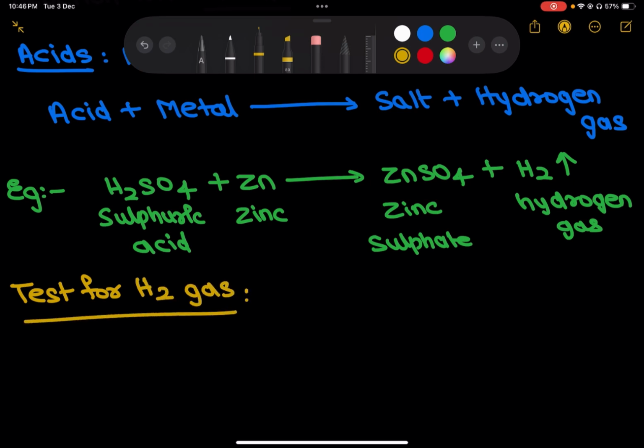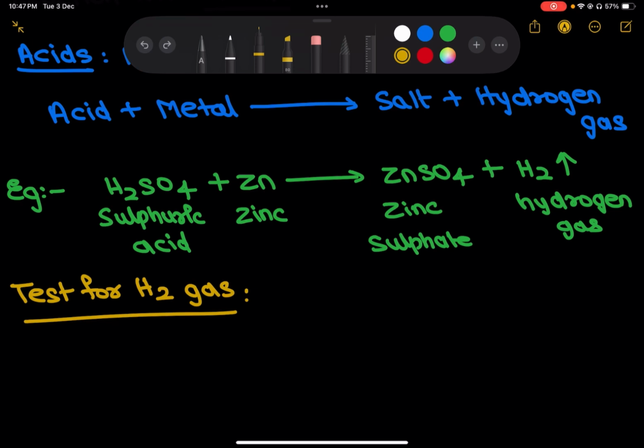Right. So what you have to do, it's a simple technique. Basically, in the test tube in which this reaction is happening, you have to bring a burning matchstick, a lit matchstick, close to it, right? And if you bring it close, the hydrogen gas, when it comes in contact with the burning matchstick, produces a popping sound. It produces a popping sound, right? And this popping sound is a very characteristic sound produced by H2 gas.